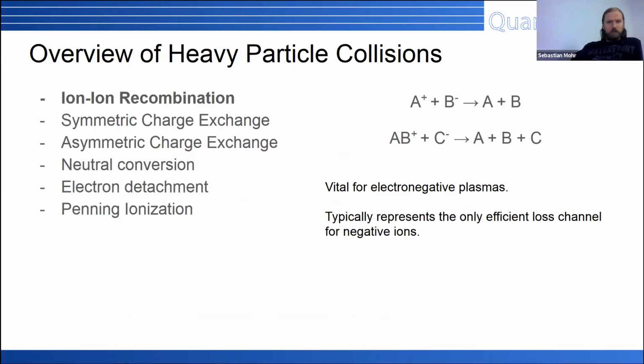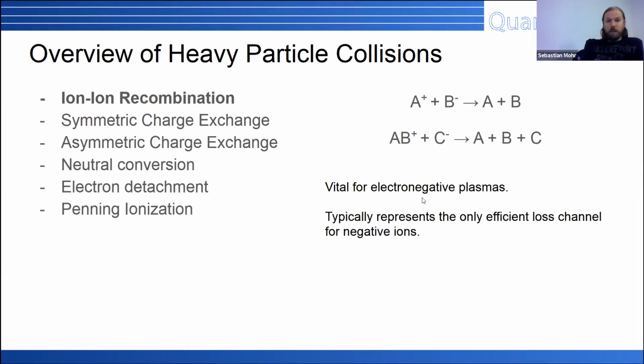So these are the fundamental electron collisions. When it comes to heavy particle collisions, there is a whole very large zoo of possible processes. So I want to concentrate on some of the most vital ones. For example, we have the ion-ion recombination, where a negative and a positive ion neutralize each other, which can also be combined with the breakup of one of the ions.